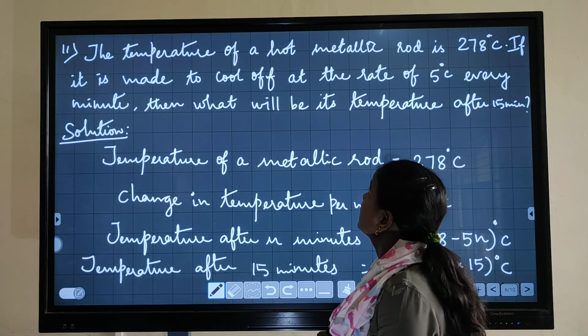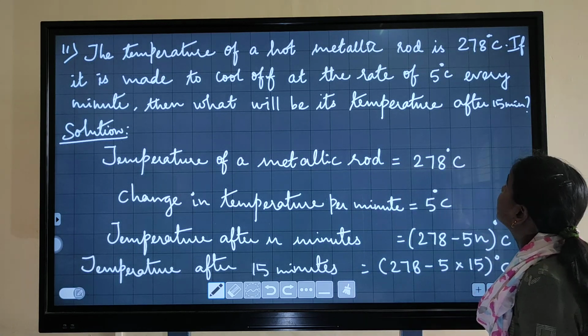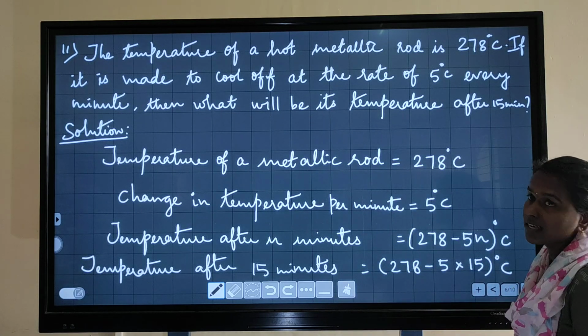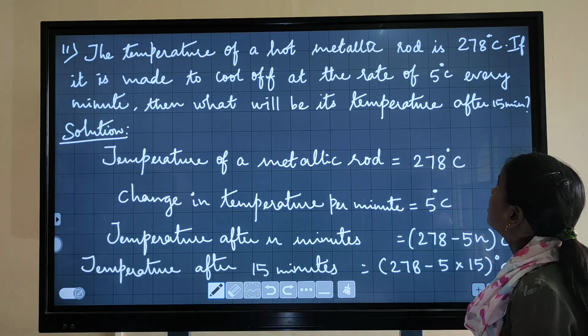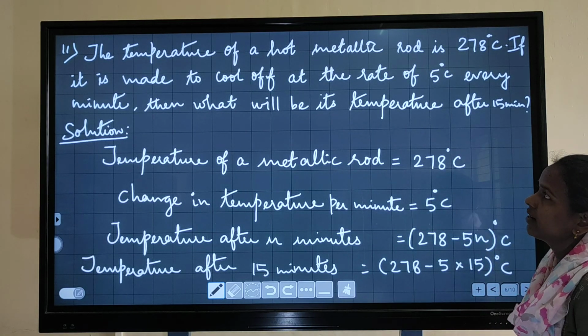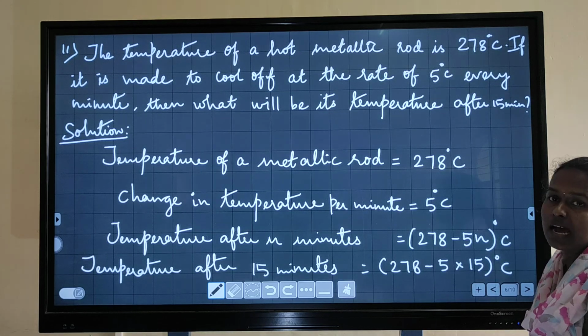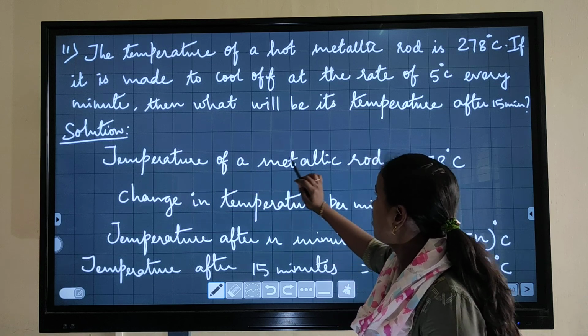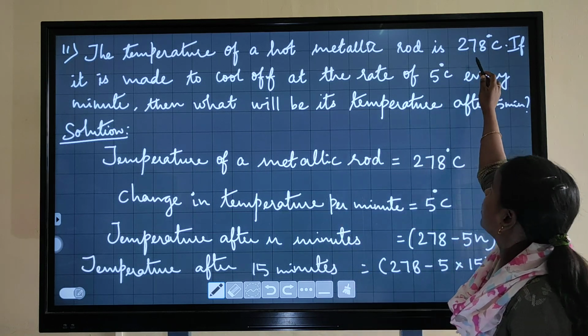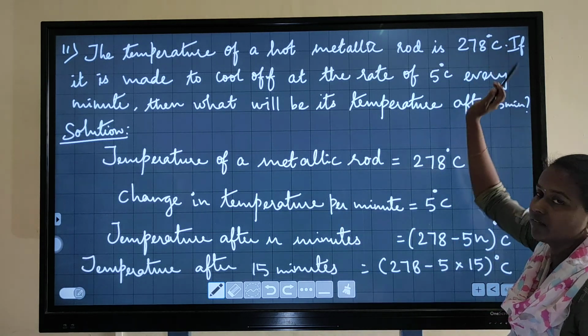Next sum. The temperature of a hot metallic rod is 278 degrees Celsius. If it is made to cool off at the rate of 5 degrees Celsius every minute, then what will be its temperature after 15 minutes is the question. So first we have to write the temperature of the metallic rod. How much? 278 degrees Celsius. That is given in the question.